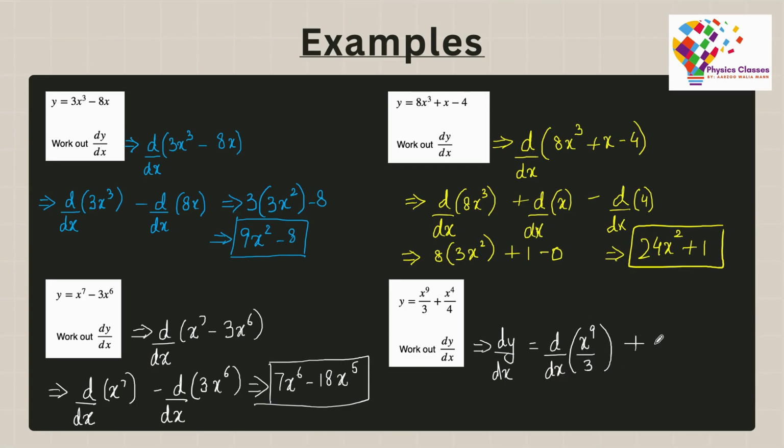Then I differentiate x to the power 4 by 4. So I keep 1 by 4 out since it's a constant. Then x to the power 4 differentiation would be 4x cube. So my final answer becomes 1/3 of 9x to the power 8 plus 1/4 times 4x cube. Now you may cancel it, you may further simplify it, but this is the basic logic that we have to use while working with quantities or functions that are getting added or subtracted.